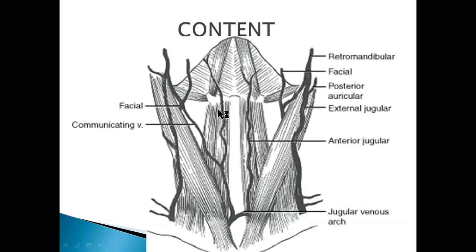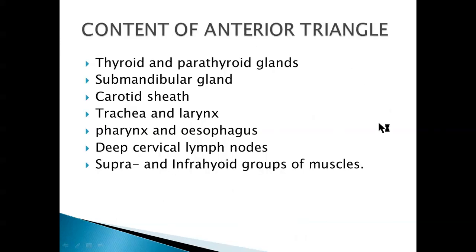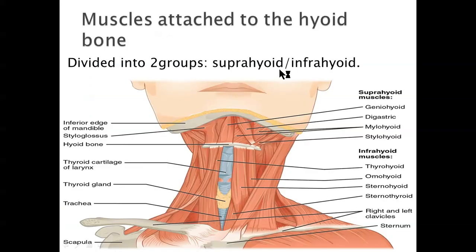Contents of the submental triangle. Here we can see commencement of your anterior jugular vein. Your anterior jugular vein arises in this area, submental area. All right. Here is the anterior jugular vein, a midline structure bilaterally, and further forming the jugular venous arch above the suprasternal notch. All right. Contents of the anterior triangle, other than all these, we have thyroid and parathyroid glands, submandibular gland, carotid sheath.